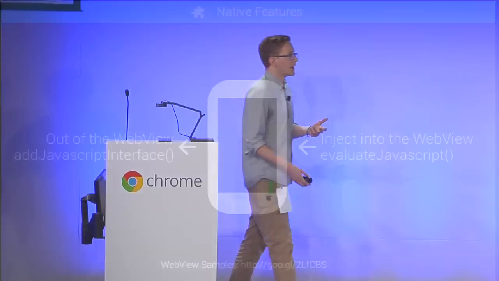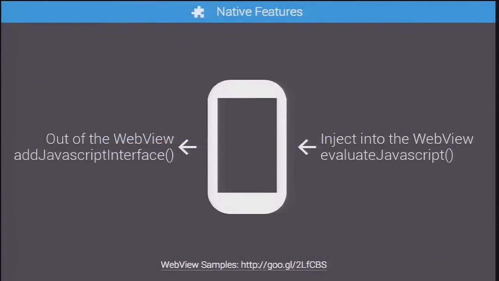So there's two main methods when it comes to using the WebView and integrating native features. If you want to inject JavaScript into the WebView, there's this method, evaluateJavascript. And that's basically the same as what you'd do if you were in a normal browser and you put javascript: and inject whatever you will. To get stuff out of the WebView, so from JavaScript to call out into native code, you have this method, addJavascriptInterface.